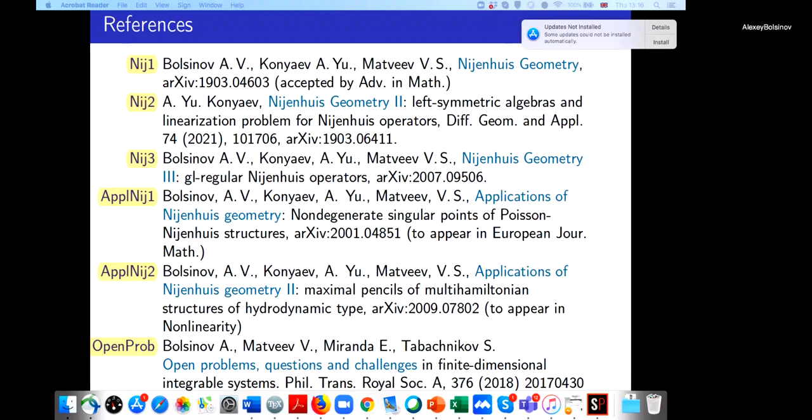But in my opinion, you have to be careful when trying to discuss this sort of analogy with symplectic geometry and maybe other geometries. Let's consider three types of geometry: symplectic geometry, Riemannian geometry, and Nijenhuis geometry. In symplectic geometry, there are a lot of vector fields which preserve the symplectic structure. Any Hamiltonian vector field preserves it. So the group of automorphisms is infinite dimensional in the symplectic case.